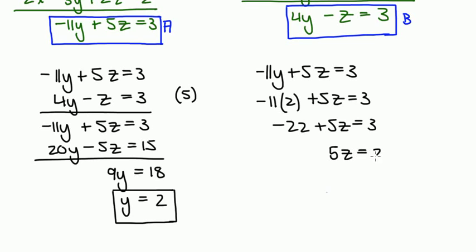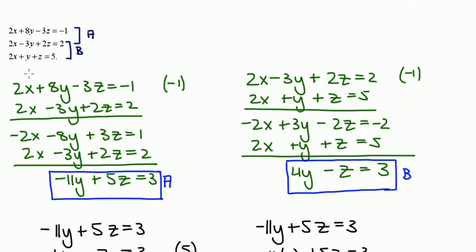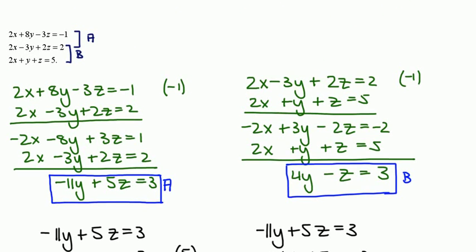5z is equal to 25 when we bring the 22 over. So z is equal to 5. So now we have found 2 of the missing variables. We need to go back up to the start. We need to take any of the 3 equations and substitute in y and z in order to find x.